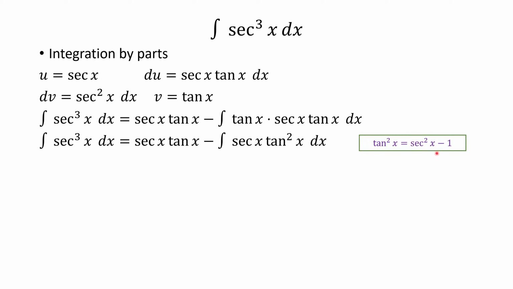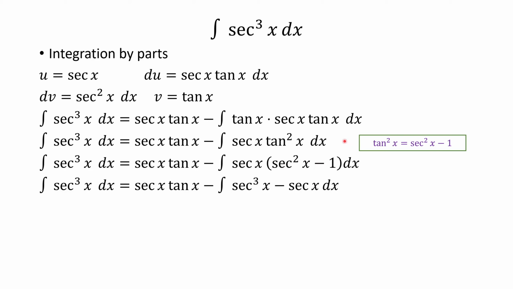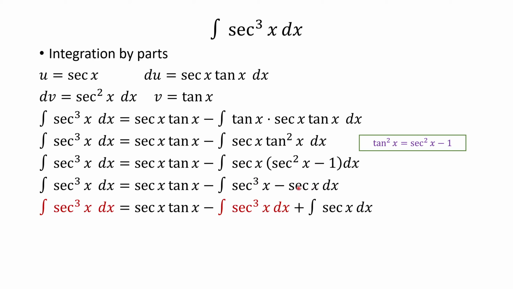We use the tangent squared identity to change everything into secant. Here we just substitute in tangent squared, exact same thing we did before. And now we multiply out the secant through the parentheses, exactly like we did before. And then we separate this integral again, like we did before. So this minus sign distributes through here, and this becomes a plus, the integral of this. Last time we had a 3 here. We don't have that extra term now.